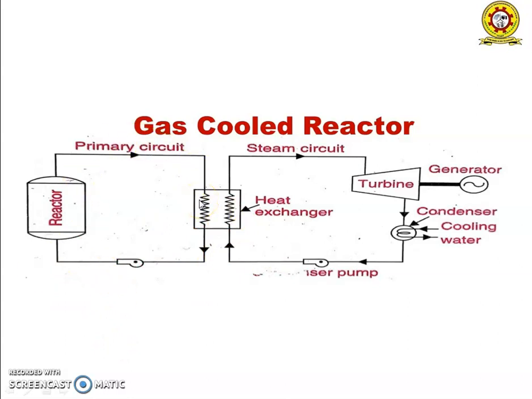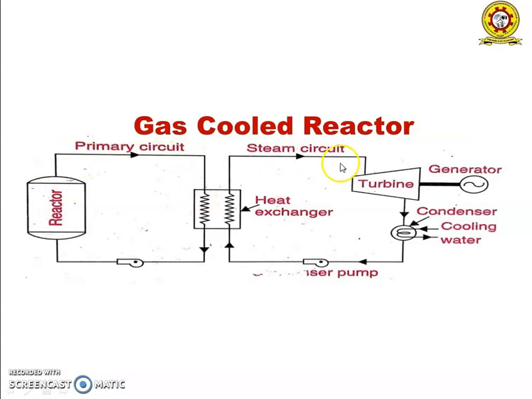and this transfers the heat, converting the water into steam. The gas is recirculated with the help of gas blowers. This steam drives the turbine. In this reactor, the gases get heated, and the hot gases are passed through the primary circuit.